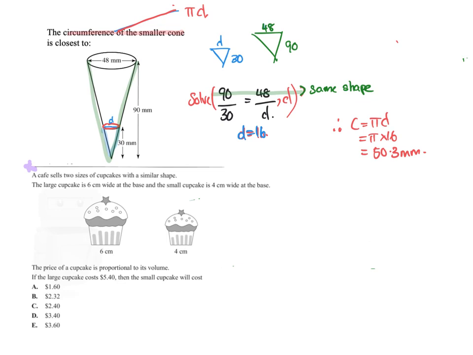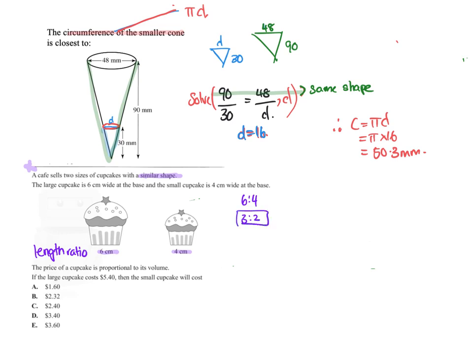Okay, in this next question, a cafe sells 2 cupcakes with similar shape. So when they're telling you they're similar, we can use all the corresponding ratios. The large cupcake is 6 centimeters wide and the small one is 4. So really what they gave you there was a length ratio. We're saying it's 6 to 4, but we could simplify that to be 3 to 2.